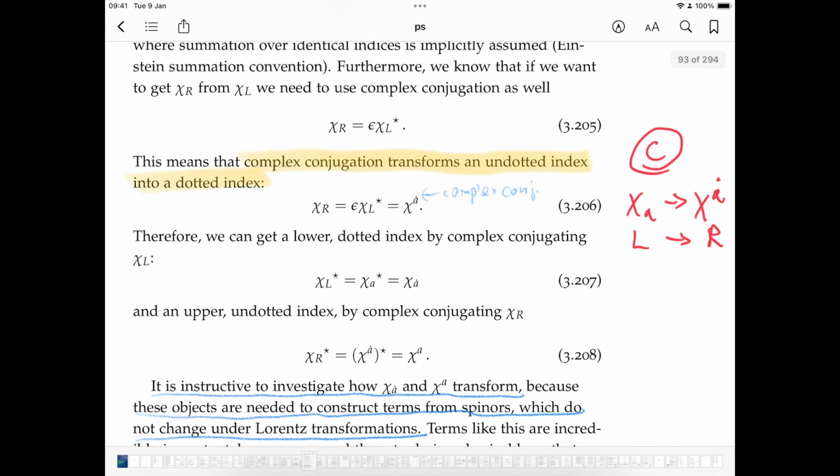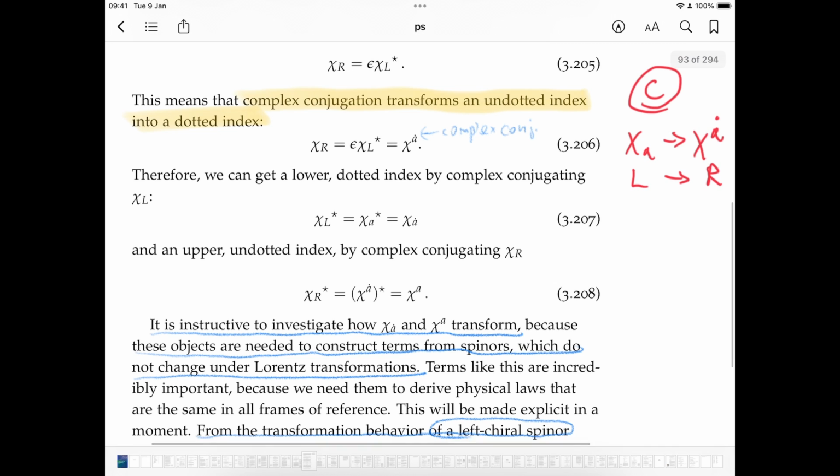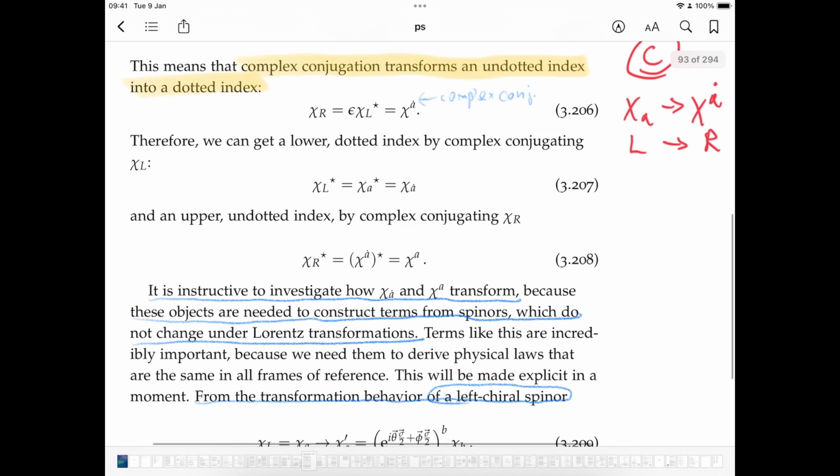He just explains here how the conjugation acts. If you have conjugation on the right spinor or left spinor, we just remove the dot or add the dot, so it switches the dot to an on or off state, basically.